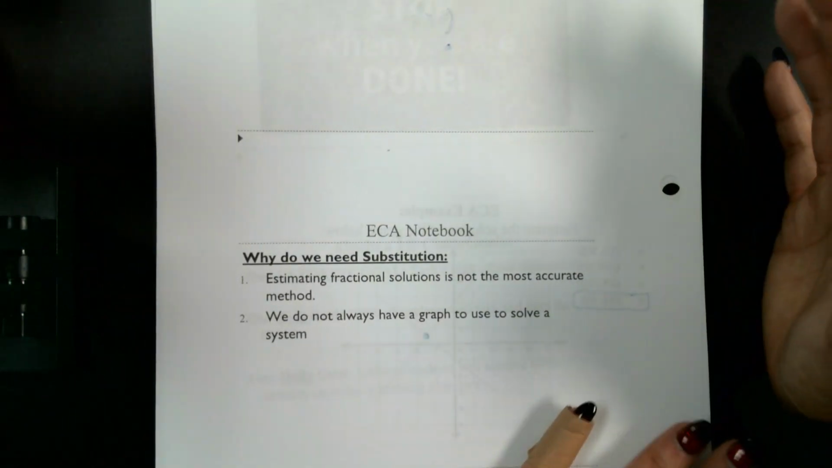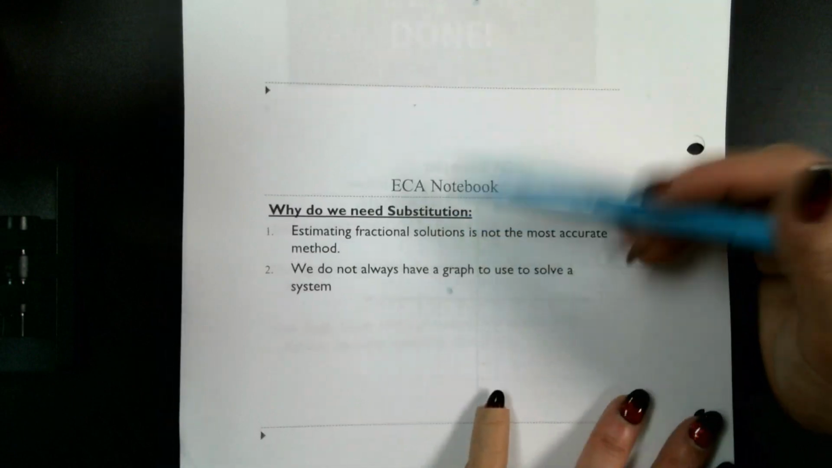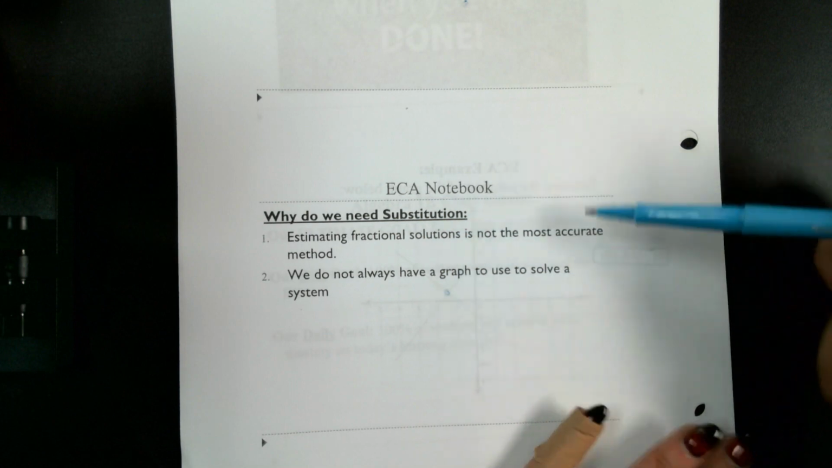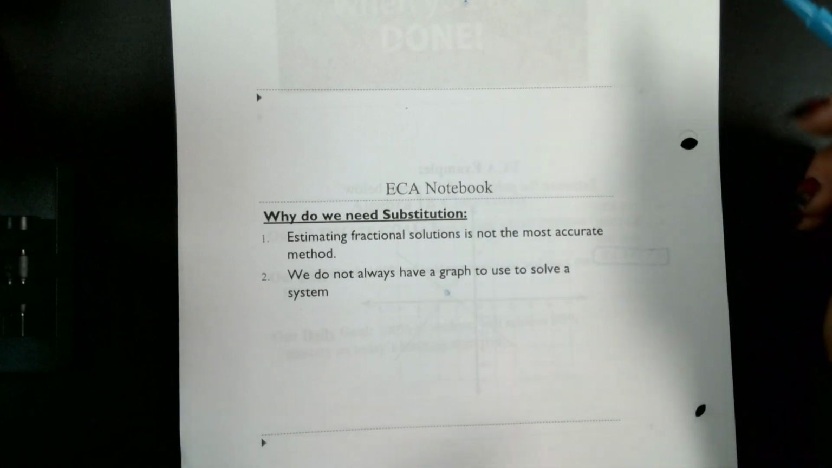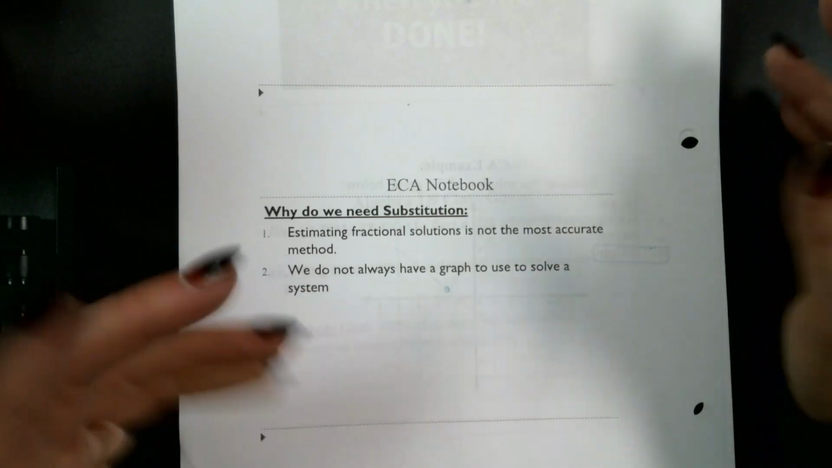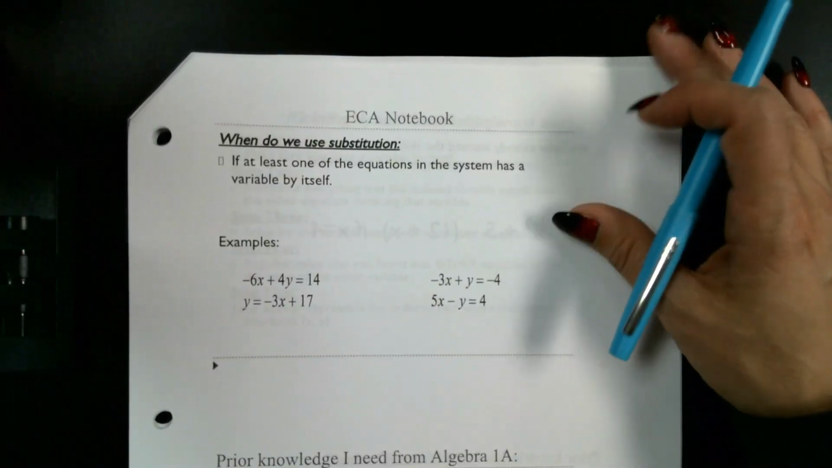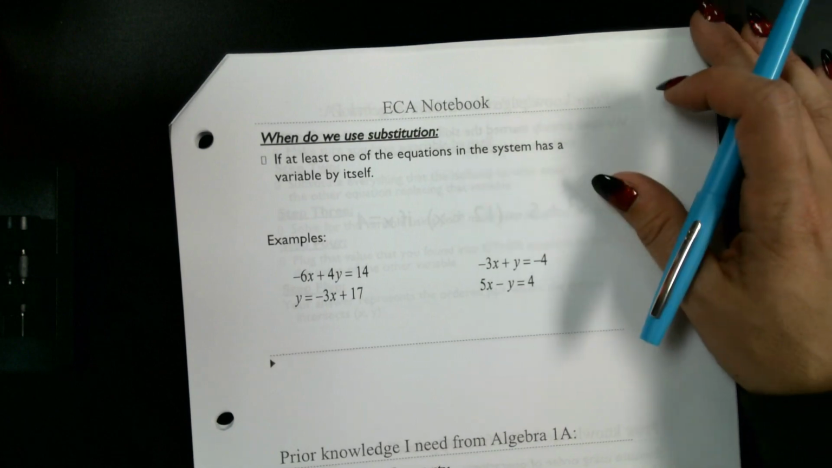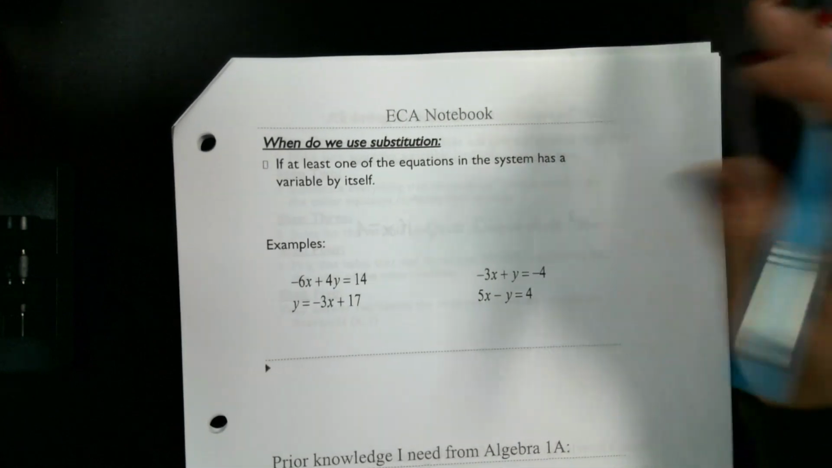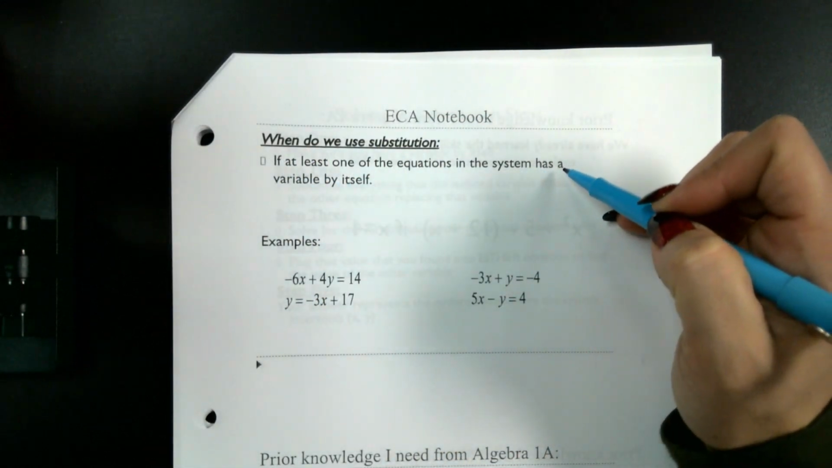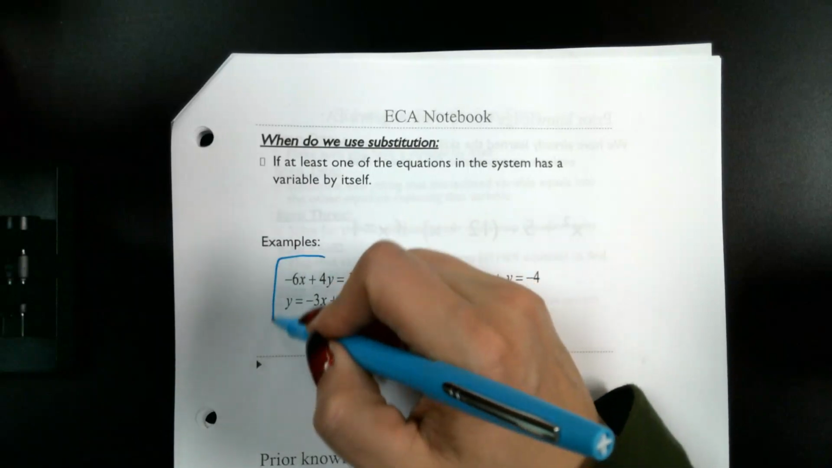Why do we need substitution? Well, as you could see back on that graph, estimating where they crossed was not very accurate because we had to estimate. We do not always have a graph to use to solve a system, so substitution is just one other method to use when we don't have a graph. All right. Now this is the important part. When will we be using substitution to solve a system of equations? It says if at least one of the equations in the system has a variable by itself. So look at this system right here.